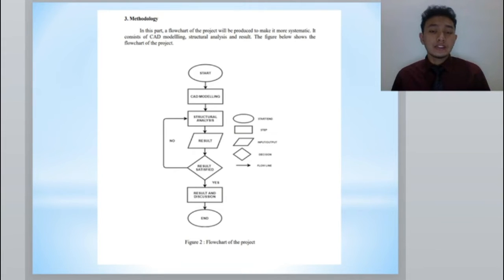From the start, we can see we will start with the CAD modeling, with which we use CATIA software to design the feather, and we will go through the structural analysis through CATIA to make the analysis, and then we will get the result.